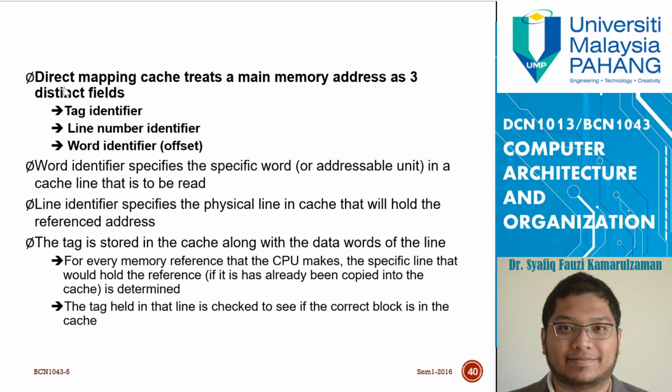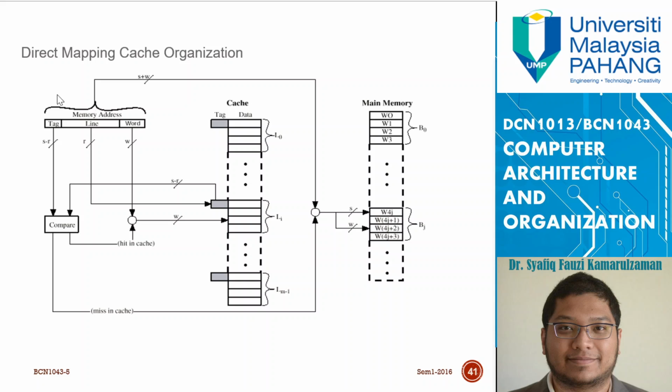We have a tag identifier, a line number identifier, and a word identifier. So what exactly are the tag identifier, line number identifier, and word identifier? We have this figure here. Any memory address has a tag, line, and word. So this is an example of one block of data.